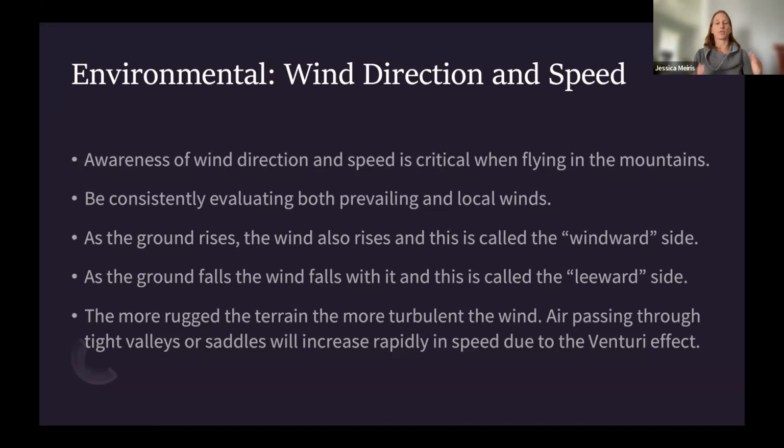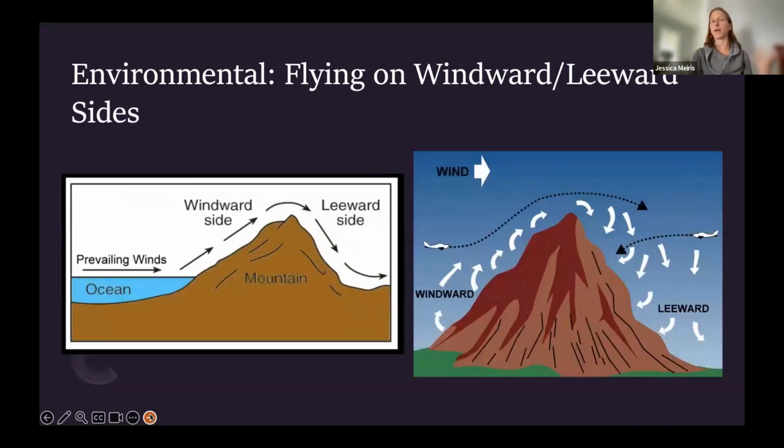And the more rugged the terrain, so the steeper the terrain, the more turbulent the wind can be. So air that's passing through a narrow valley or in a saddle is going to increase very rapidly in speed. And that's due to the Venturi effect, simple physics. Just like lift is produced, it's the same type of concept. And that wind will funnel through a tighter area. And we need to be aware of how that's going to affect our potential to fly in those areas.